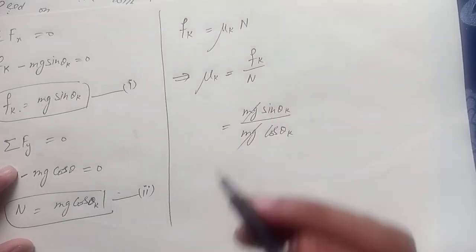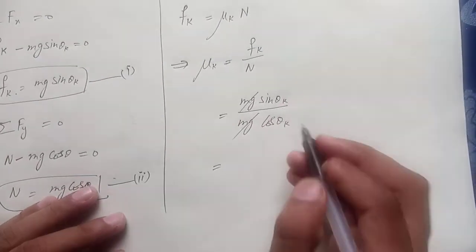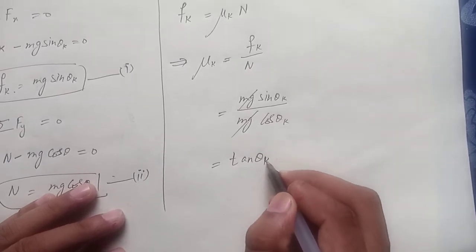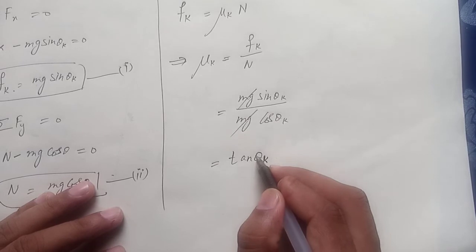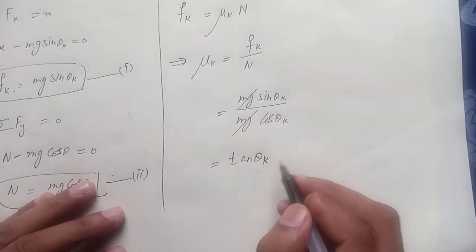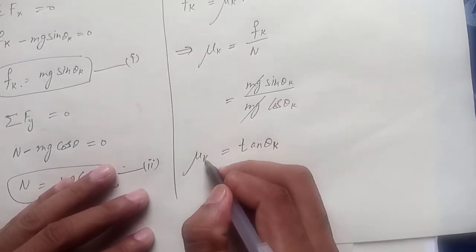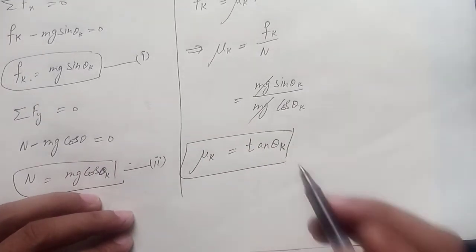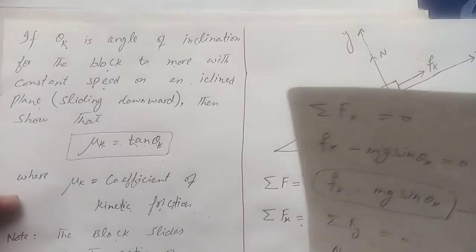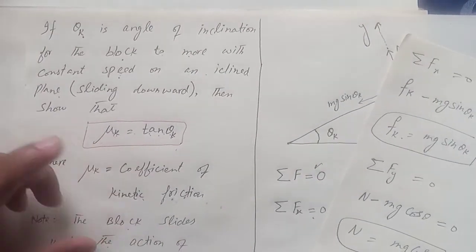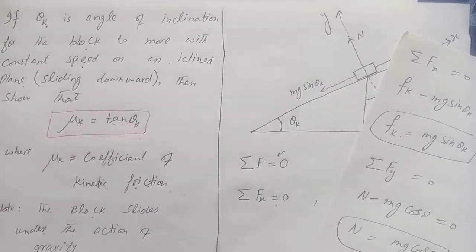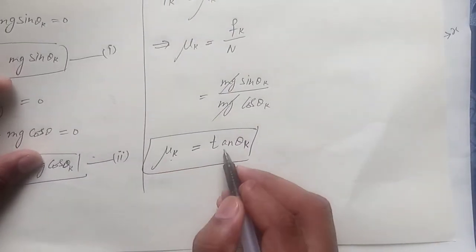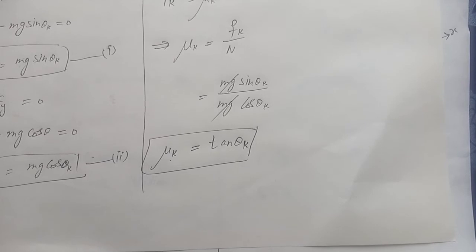Mg cancels mg, so sine over cos comes out to be tan theta, and the subscript k shows that it is the angle for kinetic friction. So the coefficient of kinetic friction is equal to tan theta k, as it was the demand of this statement to prove that mu k is tan theta k. So we have proved that mu k is equal to tan theta k.